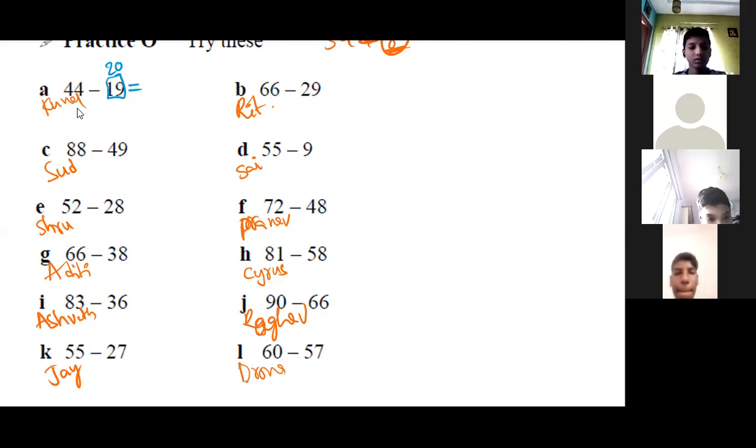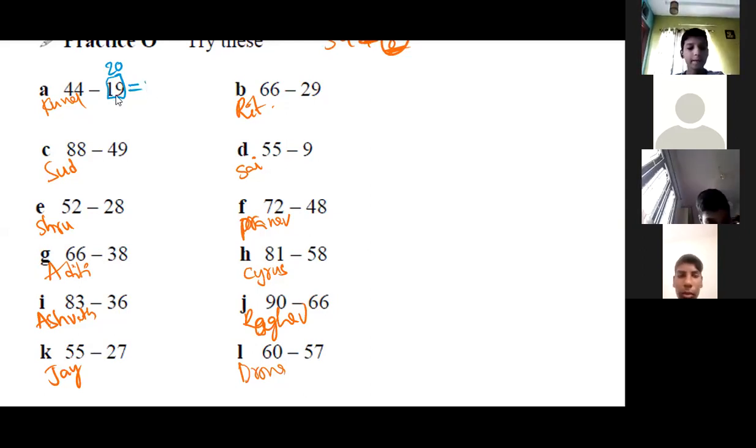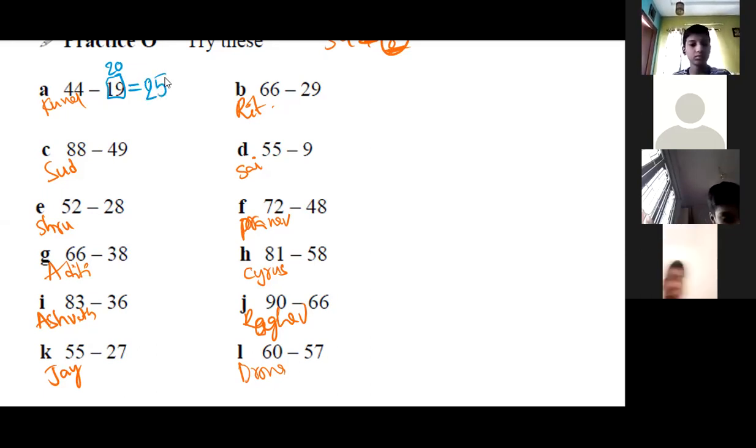Sir, as there is 19, we need to take 20, because in Vedic math we need to subtract multiples of 10. So 44 minus 20 is 24. And again we need to add plus 1. That will be 25. Your answer will be 25.